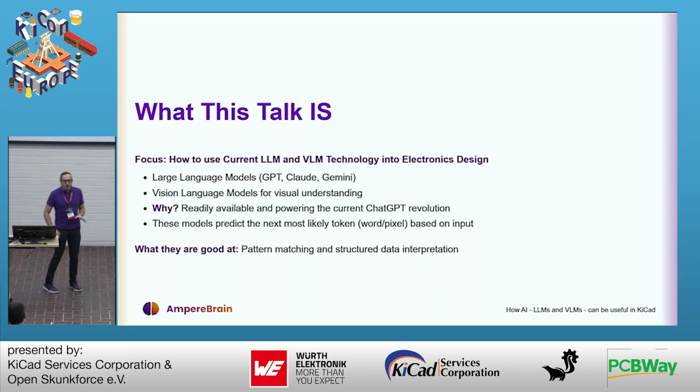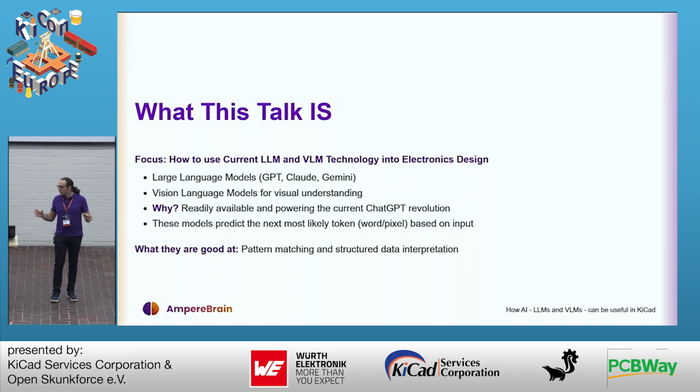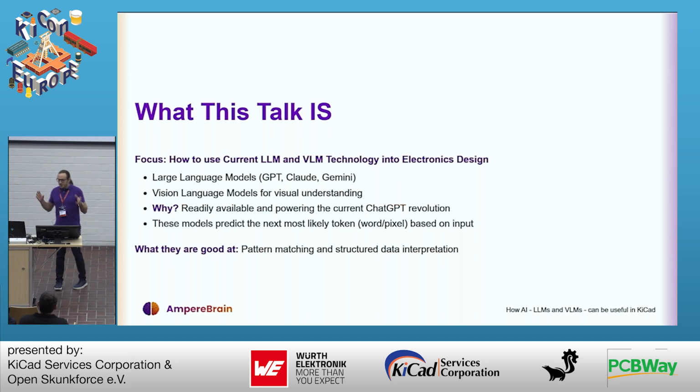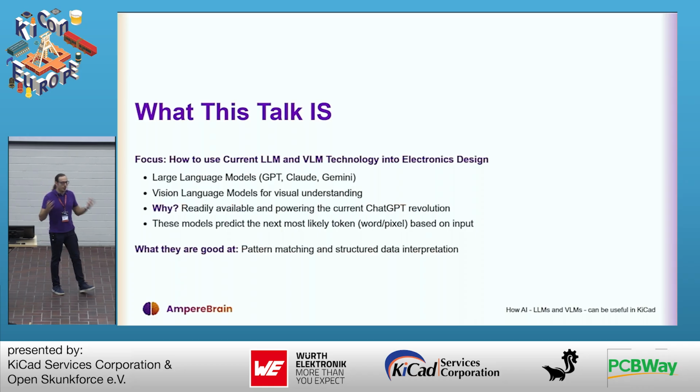I'm only going to talk about LLMs and VLMs. LLM stands for large language model. That's what is basically powering the ChatGPT revolution, let's call it that way. The idea is that you have text as an input, which is divided into something called tokens. Roughly, you can approximate this to words, or if it's an image as an input, a set of pixels. Based on that, it predicts the next most likely output.